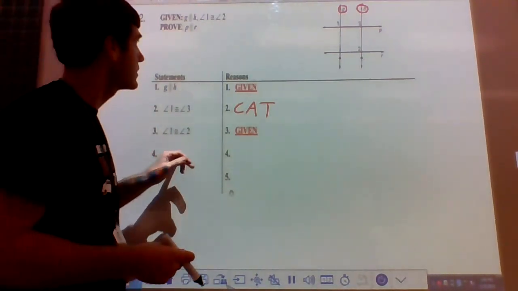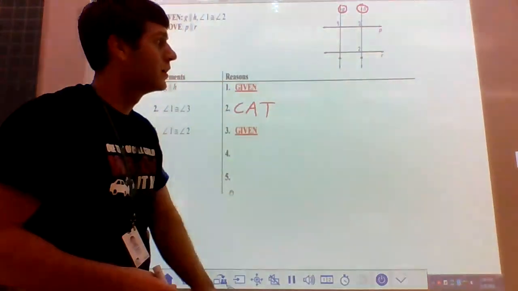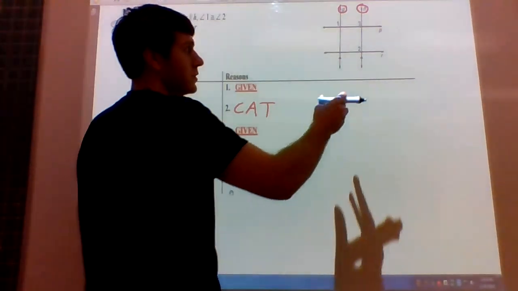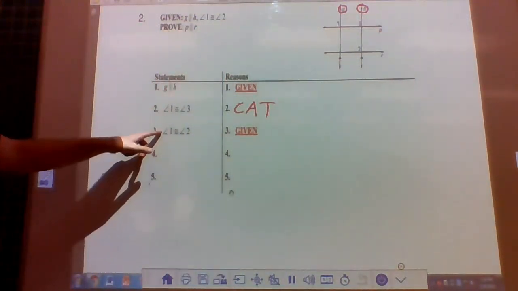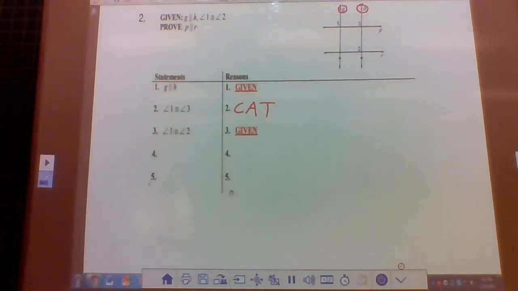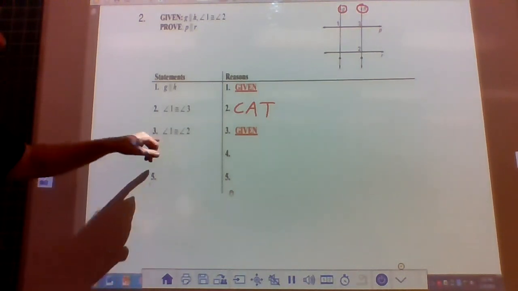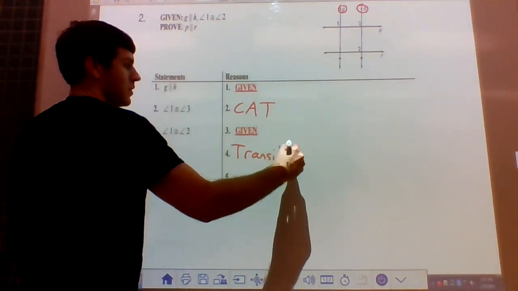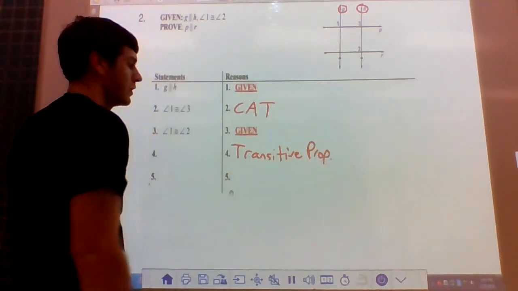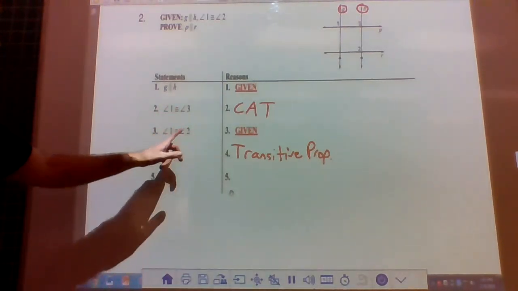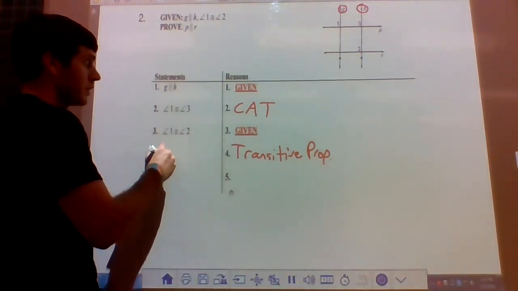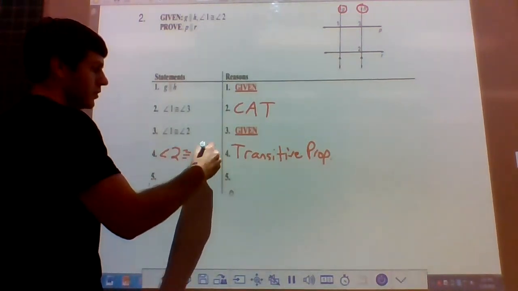The temptation here is to say that angle 3 is congruent to angle 2 by the same thing, the corresponding angle theorem, but we can't do that. The reason we can't do that is because these lines are not parallel. We don't have it written anywhere here that P and R are parallel, so we can't use the corresponding angle theorem. What we can do is use the transitive property. The transitive property tells us since angle 3 is congruent to angle 1 and angle 2 is congruent to angle 1, they're congruent to each other. So that's going to be angle 2 is congruent to angle 3.